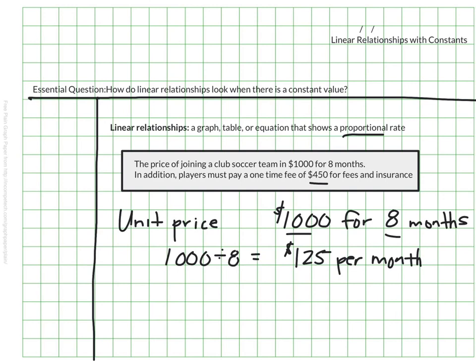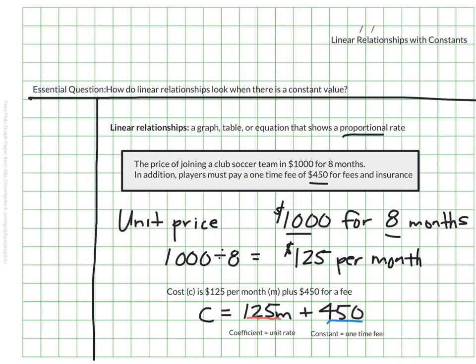So let me show you how this would look in the equation. It's still a linear relationship. This price is consistent per month. So I've written it as, I know, the cost is $125 per month plus a $450 fee. And if I translate that, I'm going to say that cost is $125 per month plus $450 fee. And that would be my equation. And as always, my coefficient is going to be telling me that unit rate, that constant rate of change that stays the same throughout. And that constant that I've added on at the end is that one-time fee.